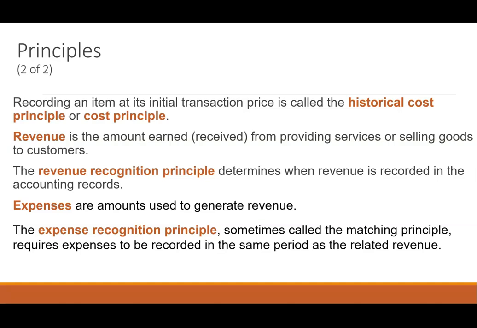So basically what that means is, when an asset is purchased, and if it was purchased in 2000 for $20,000, today you might still own that, but the historical cost principle means you record transactions at what you paid for them, not at what they're worth, what you paid for them.